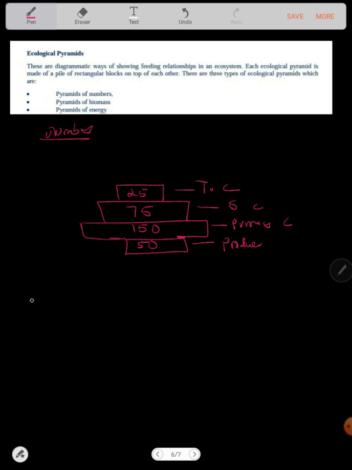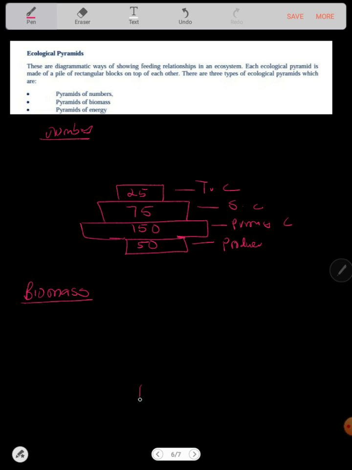What of the pyramid of biomass? Now what is biomass? Biomass is the total dry mass of an object, right? Total dry mass of an object. Now this shows the mass contained in that organism.